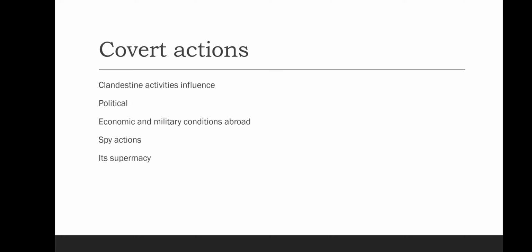So America also utilized some covert actions, like clandestine kinds of activities, like spy actions, to influence the political, economic, and military conditions abroad in order to promote its interest and to retain its supremacy in the world. So there are numerous examples of its involvement in different cases.